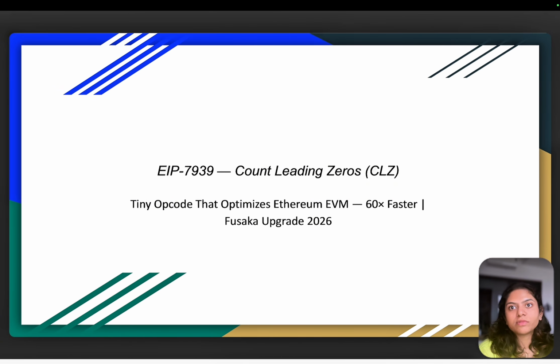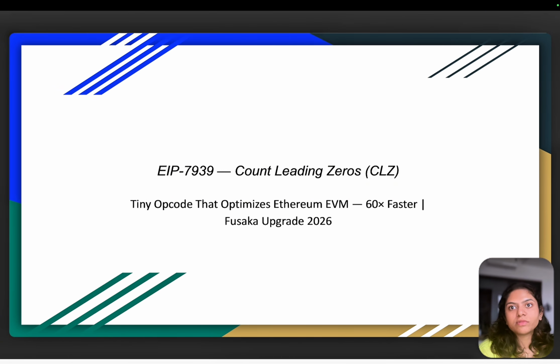If you are a smart contract dev, this is something you must understand because it changes gas cost, ZK performance, even how future EVM languages will be written. So let's break it down in a very simple way. First, what is an EIP?